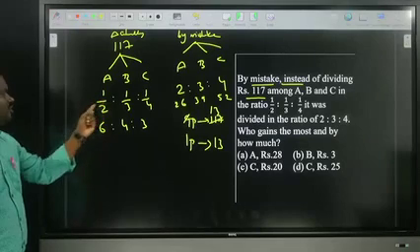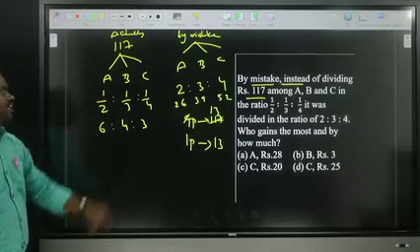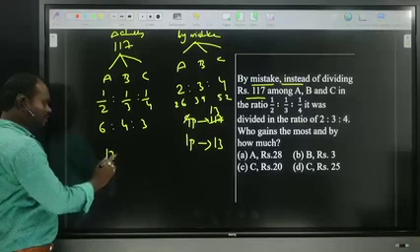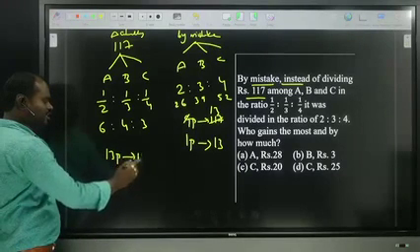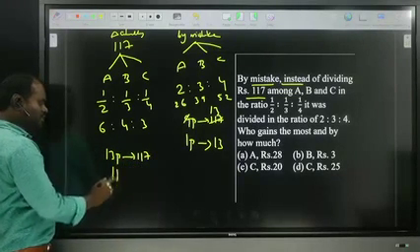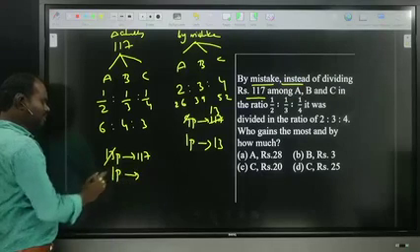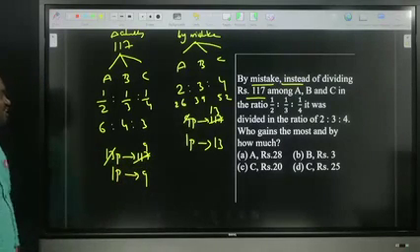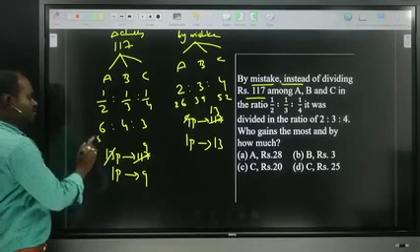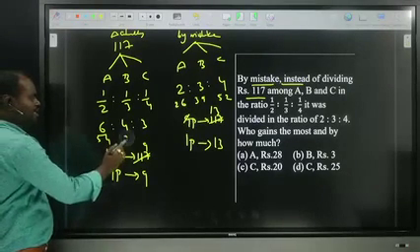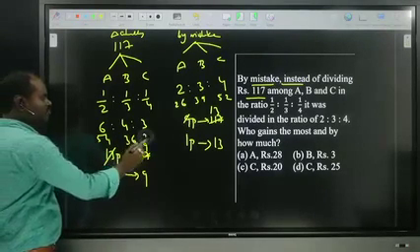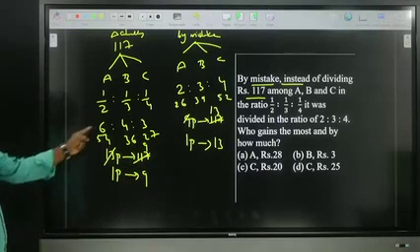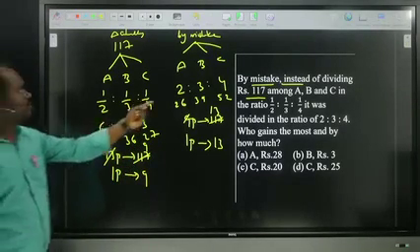By multiplying 12 by 6, 4, and 3, the total is 6 plus 4 plus 3, which is 13 parts, meaning 117. What is one part? One part is 117 divided by 13, which is 9. If one part is 9, then 6 nines are 54, 4 nines are 36, and 3 nines are 27. Now, A needed 54, but he got 26 only.